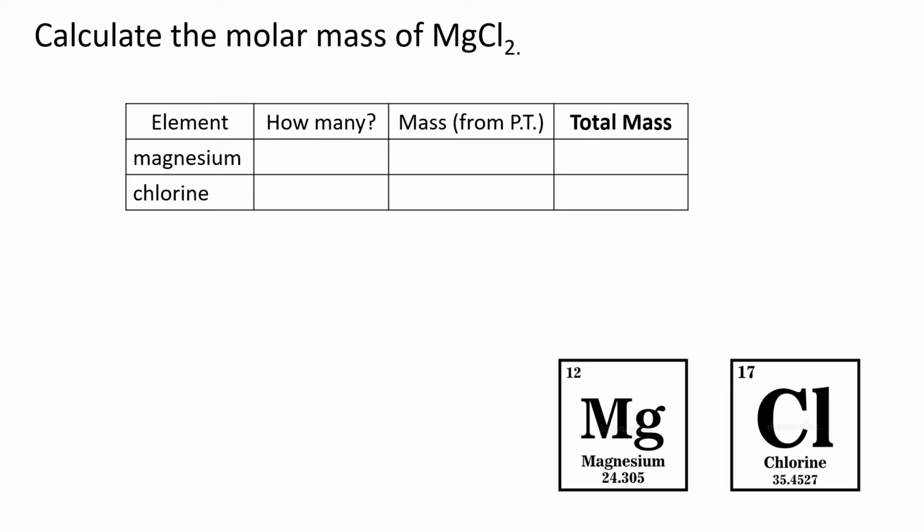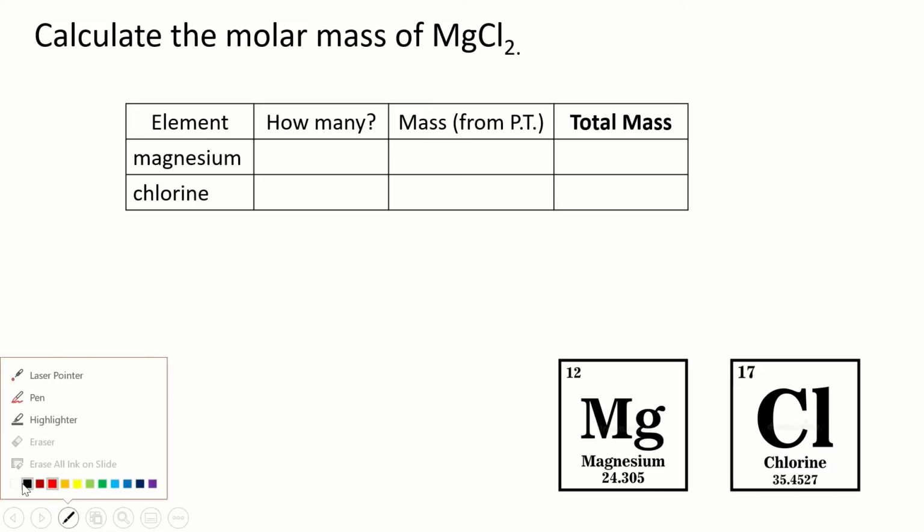So let's look at this first problem, which asks us to calculate the molar mass of MgCl2. The elements present are magnesium and chlorine. First thing we want to do is determine how many of each of these we have. So looking at the formula, there's 1 magnesium and there would be 2 chlorine atoms.